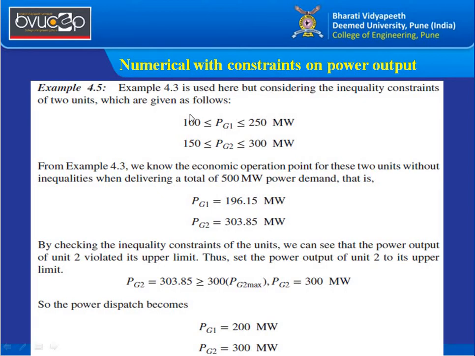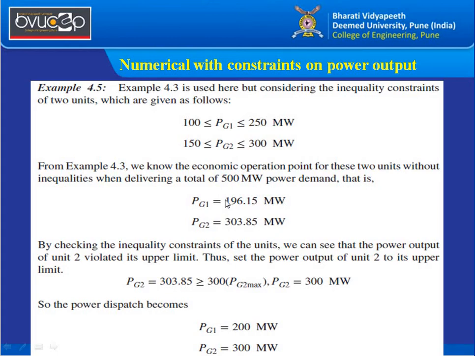Suppose generator 1 is going to operate in the limit of 100 to 250 megawatt, so it should have the power output between 100 and 250 megawatt. If it is violating that limit, then we have to take certain precautions that we are going to see through this example. And the second generator has to operate between 150 and 300 megawatt. That is going to be very important to understand. As we have seen in the example, we have to satisfy the 500 megawatt with that particular equation.